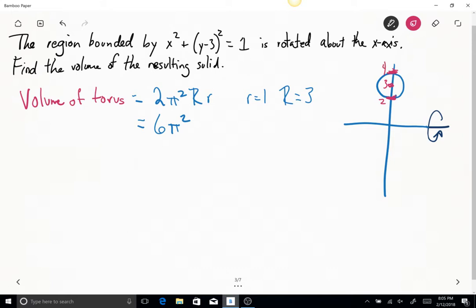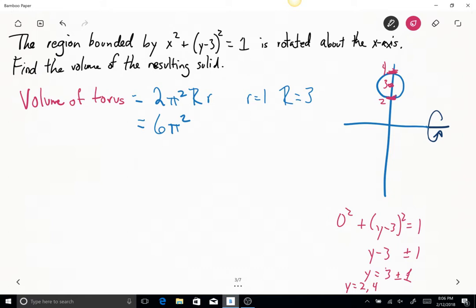Let's say you didn't know that though, right? Say we wanted to figure out what that lowest bound is. Notice the x value equals 0. So here's all you have to do. You go 0 squared plus y minus 3 squared equals 1. Well, you take the square root. Notice you get plus or minus 1 equals y minus 3. And so you get y equals 3 plus or minus 1. So when you go 3 minus 1, you get y equals 2. 3 plus 1, y equals 4. Okay?